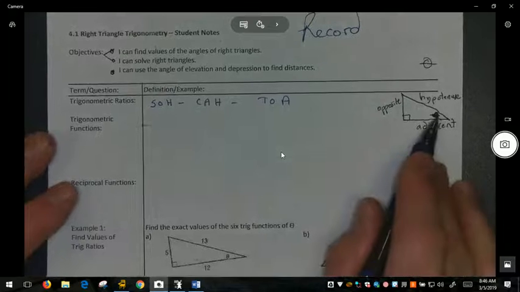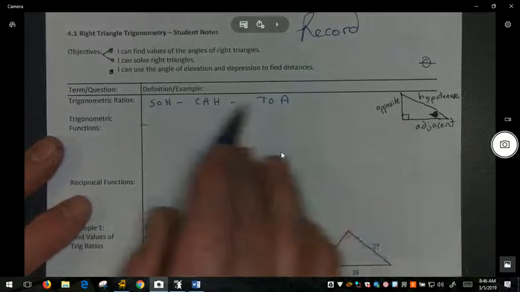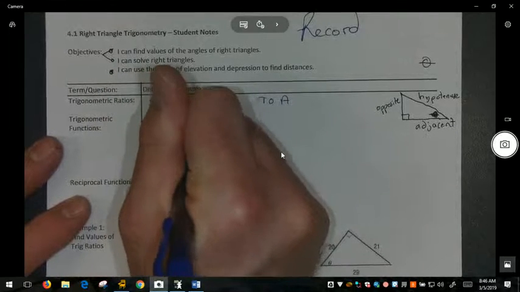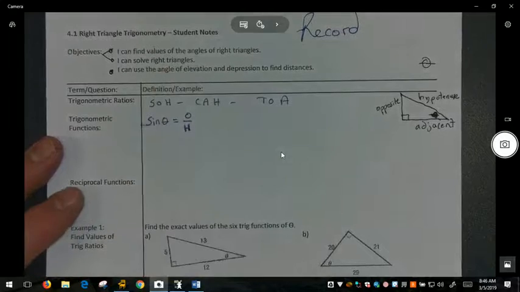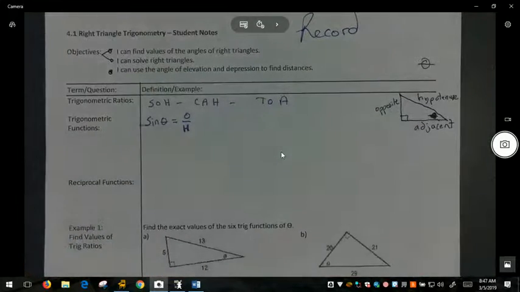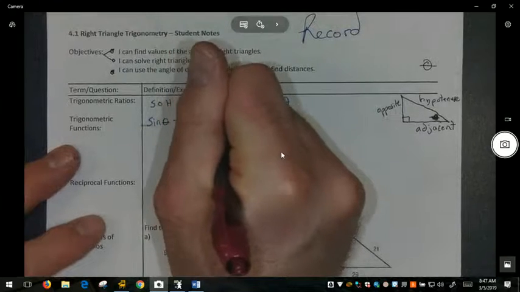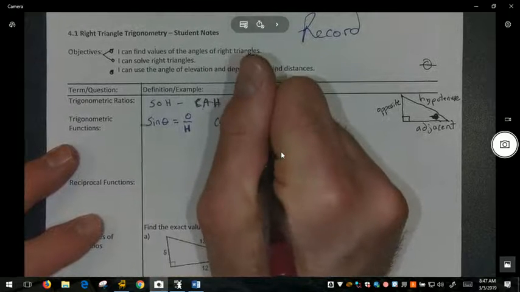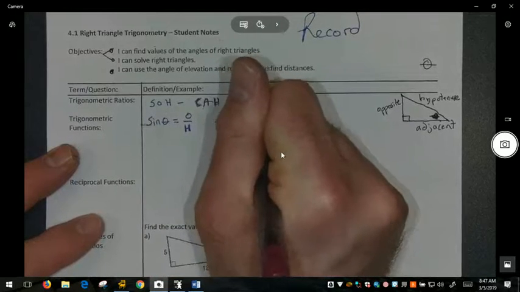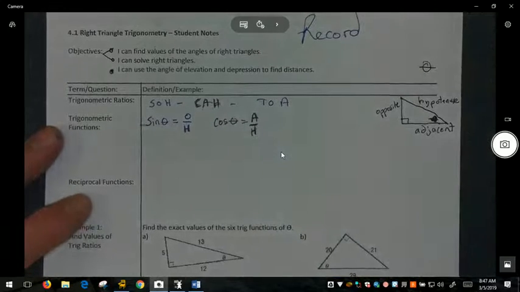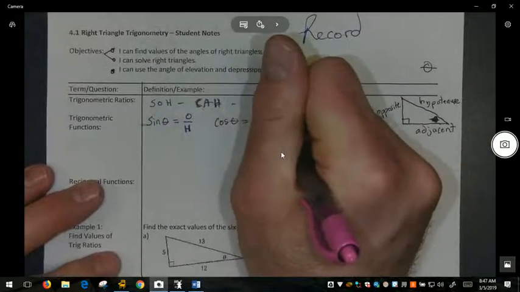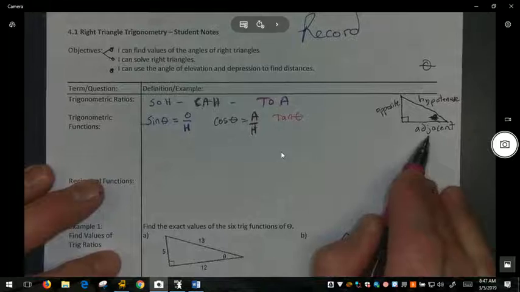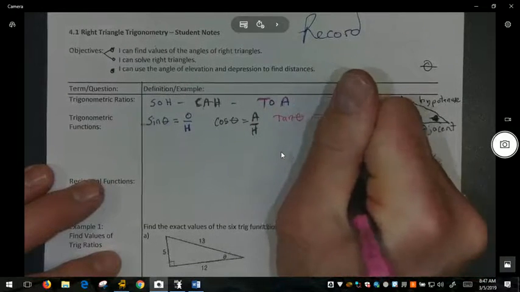Because the sine of the angle was defined as the ratio of opposite over hypotenuse. The sine of an angle is defined as the opposite over the hypotenuse. The cosine of an angle is defined as the adjacent over the hypotenuse, the length of the adjacent side over the length of the hypotenuse. That's a ratio. And lastly, the tangent is defined as the opposite over the adjacent. Tangent of this angle would be this side over this side, the opposite over the adjacent.